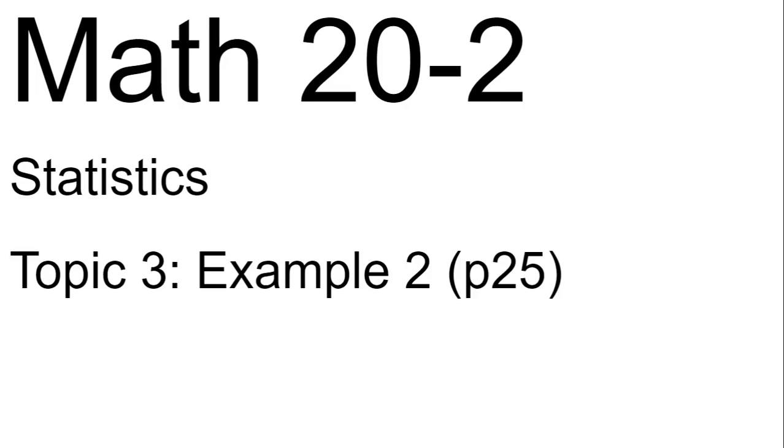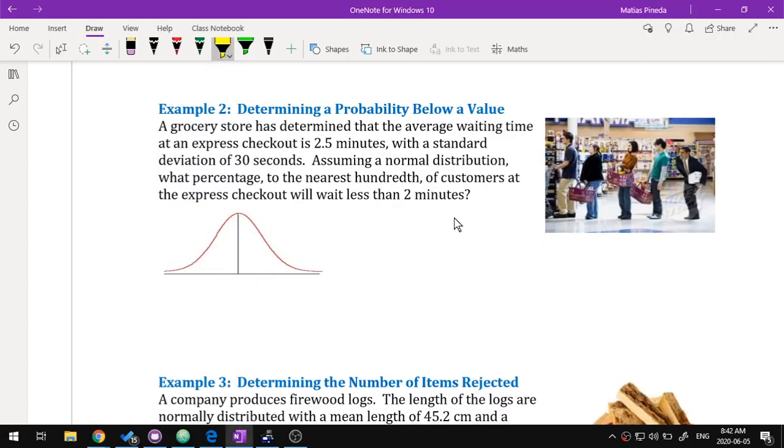This is Math 20-2 Statistics, Topic 3, Example 2 on page 25 in your workbooks. In this example, we will be determining the probability below a value under the normal curve. A grocery store has determined that the average waiting time at an express checkout is 2.5 minutes with a standard deviation of 30 seconds. Assuming a normal distribution, what percentage to the nearest hundredth of customers at the express checkout will wait less than 2 minutes?